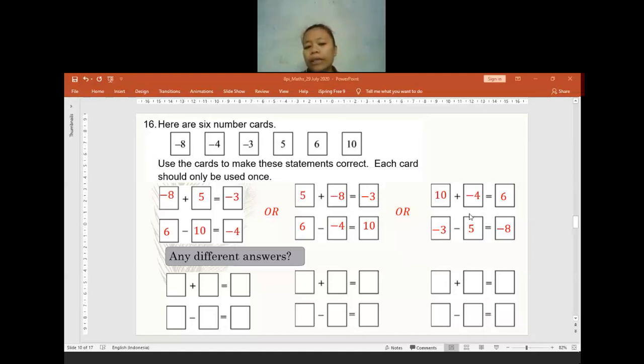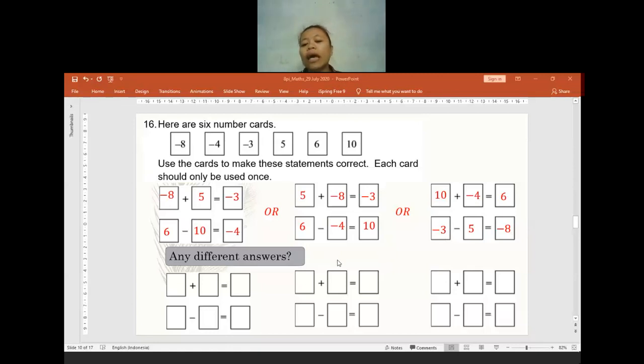I found 3 possibilities. My first possibility: negative 8 plus 5 is equal to negative 3, and then I use 6 minus 10, it will be equal to negative 4. Another possibility: 5 plus negative 8 will be equal to negative 3, and 6 minus negative 4 will be equal to 10. And another calculation that I have: 10 plus negative 4 is equal to 6, and negative 3 minus 5 will be equal to negative 8. So I ask you, is there any different answer?